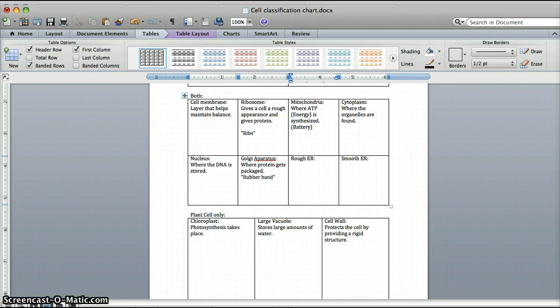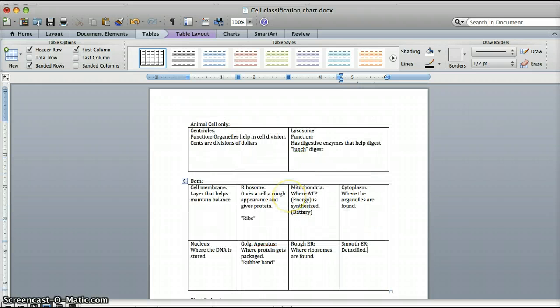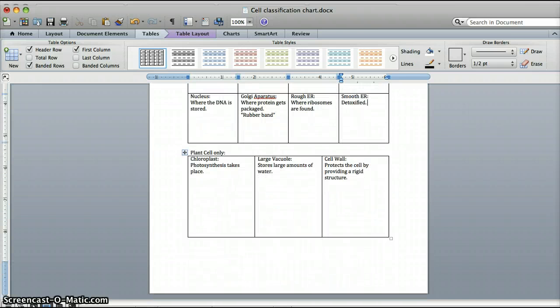Now, a rough ER. A rough ER is where ribosomes are found. And if you remember, ribosomes are a type of protein, and ribosomes give a cell a rough appearance, so they're found in the rough ER. Now, in the smooth ER is where everything is detoxified or broken down. Alright, so that's animal cells versus plant cells.